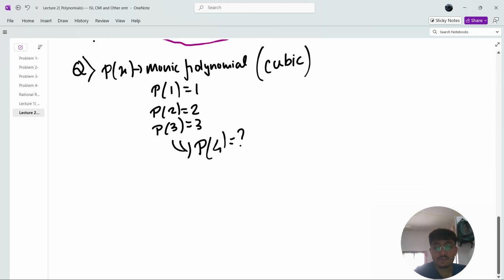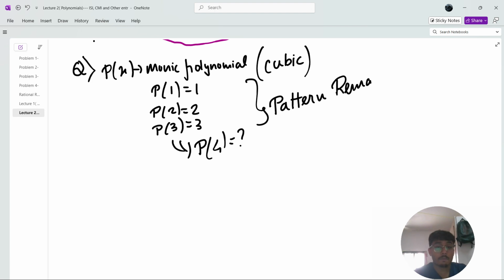Easy problem. This is a relatively much easier problem than the previous one, directly based on the pattern remainder theorem, a sub part of the remainder theorem. Pattern remainder theorem. How do we do this? Easy one.